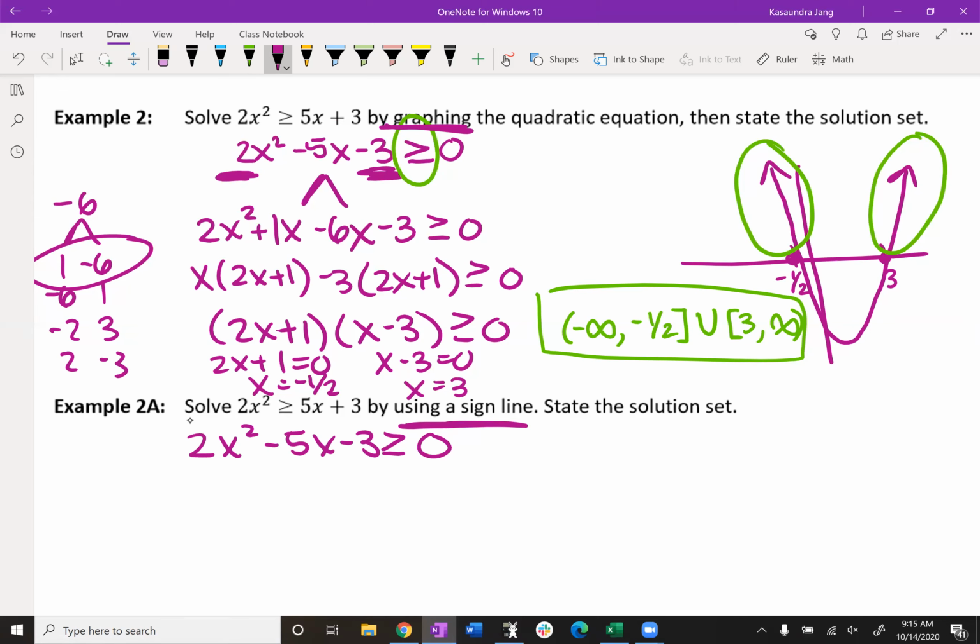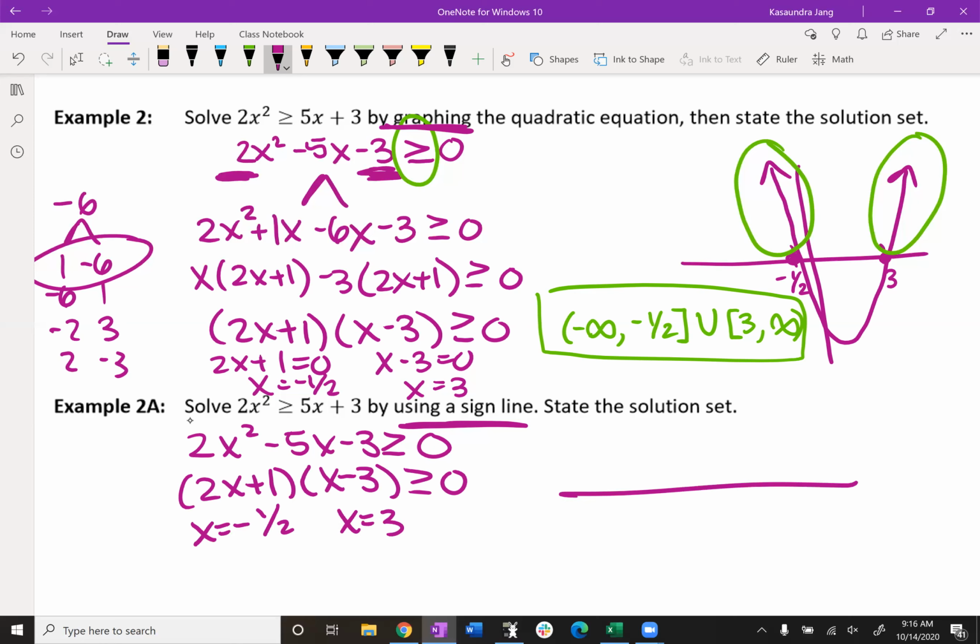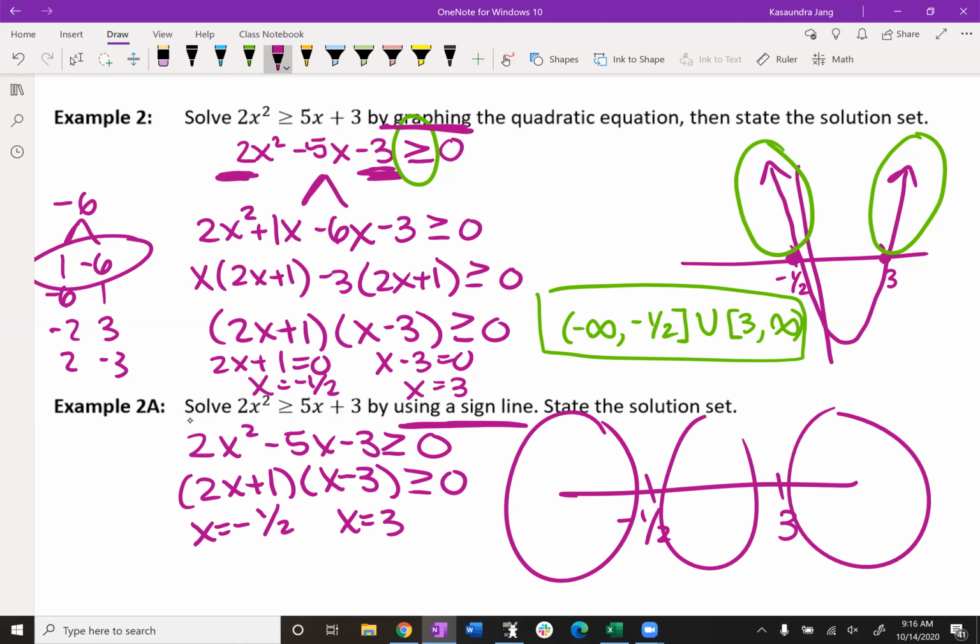I'm going to factor this the same way we did before. I got the factors 2x plus 1 and x minus 3 before. I'm going to put these numbers, the negative 1/2 and the positive 3, on a number line this time. All right, and I'm going to test each of the 1, 2, 3 sections of this number line.